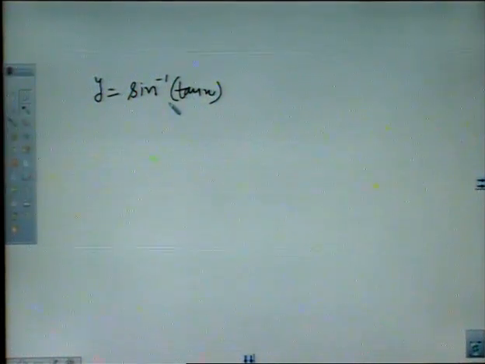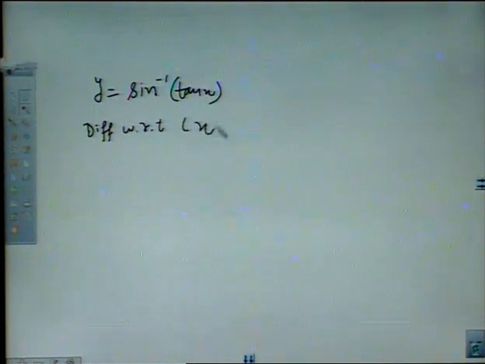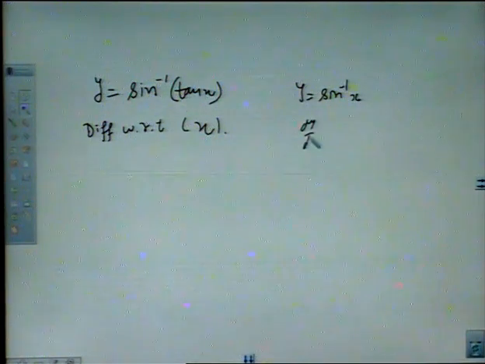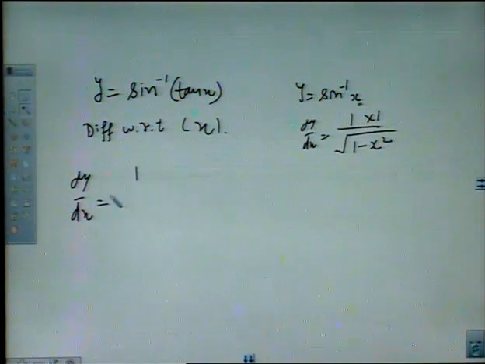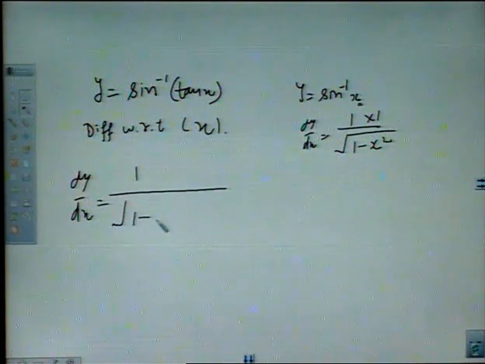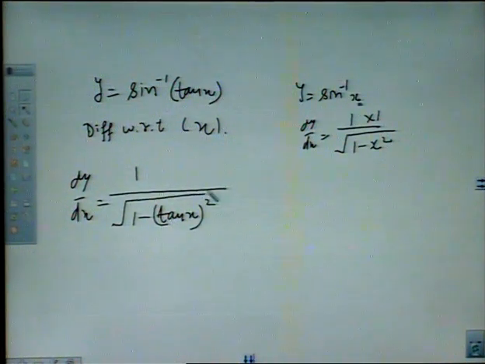Now, what will be its derivative? Inverse function. We know that derivative of sine inverse x is 1 upon under root 1 minus x square, and derivative of this x is 1. Now 1 upon under root 1 minus, what is x? Tangent x, and derivative of tangent x is secant square x.